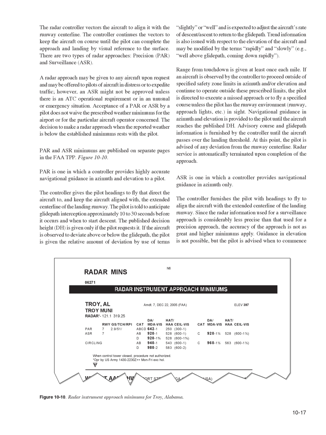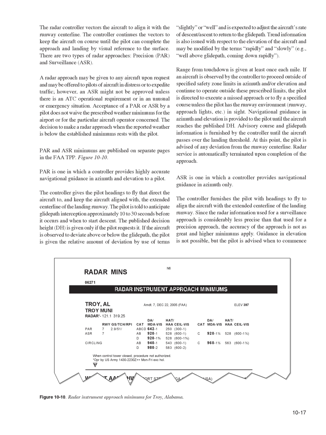If an aircraft is observed by the controller to proceed outside of specified safety zone limits in azimuth and/or elevation and continue to operate outside these prescribed limits, the pilot is directed to execute a missed approach or to fly a specified course unless the pilot has the runway environment, runway, approach lights, etc., in sight. Navigational guidance in azimuth and elevation is provided to the pilot until the aircraft reaches the published DH. Advisory course and glide path information is furnished by the controller until the aircraft passes over the landing threshold. At this point, the pilot is advised of any deviation from the runway centerline. Radar service is automatically terminated upon completion of the approach.